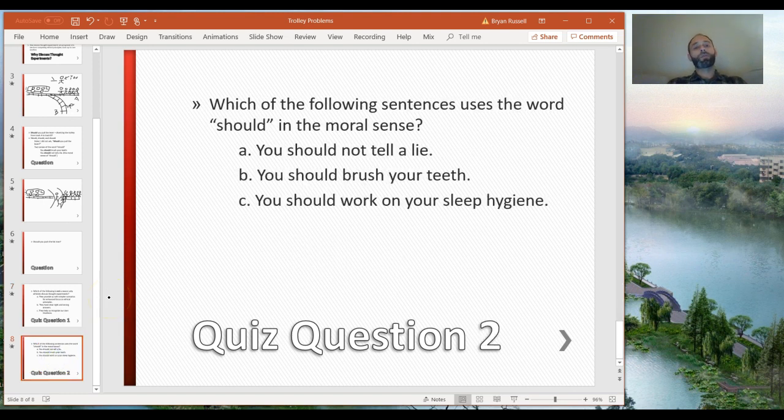And quiz question number 2: which of the following sentences uses the word should in the explicitly moral sense of the word? A, you should not tell a lie. B, you should brush your teeth. Or C, you should work on your sleep hygiene. Which of those sentences uses the word should in the moral sense of the word?